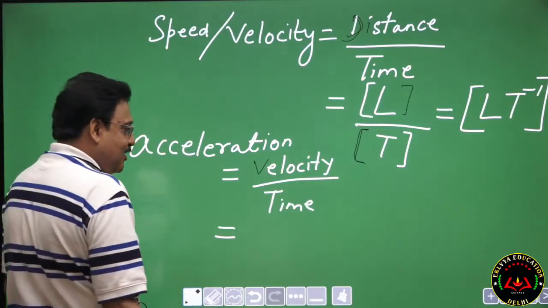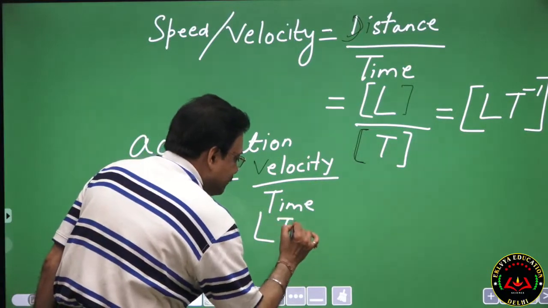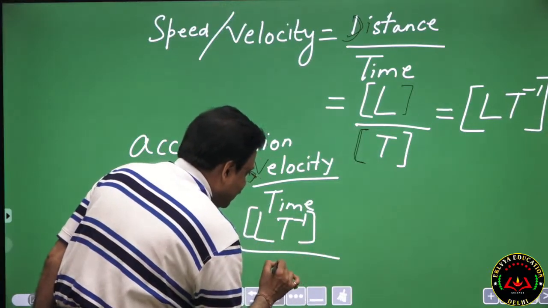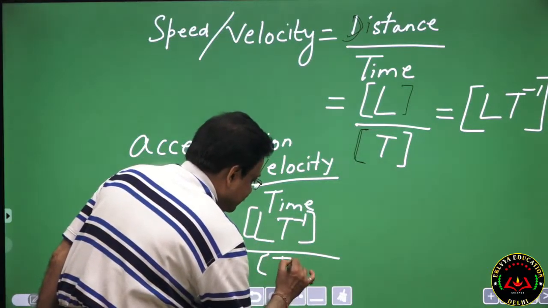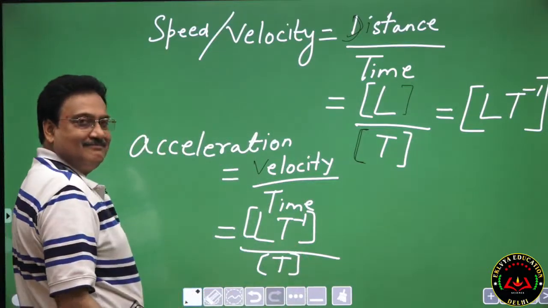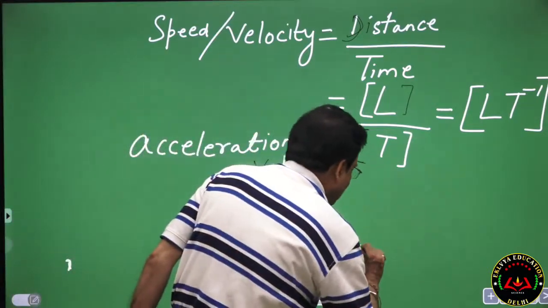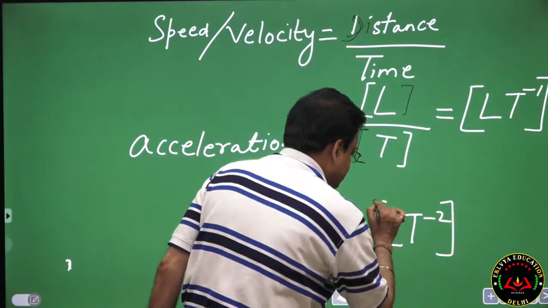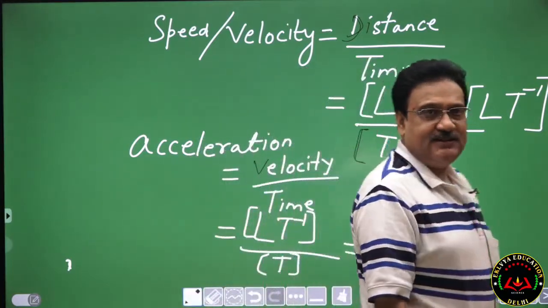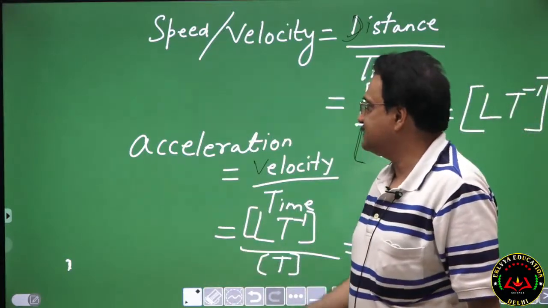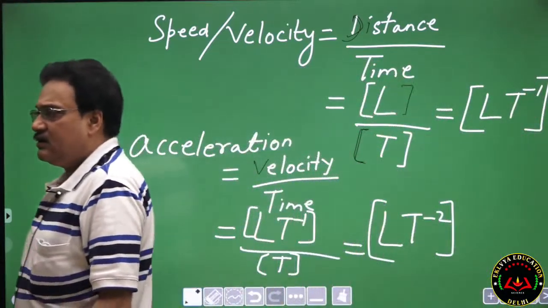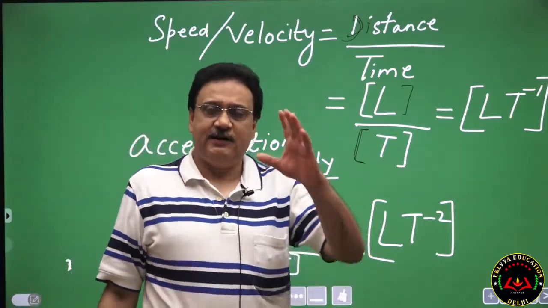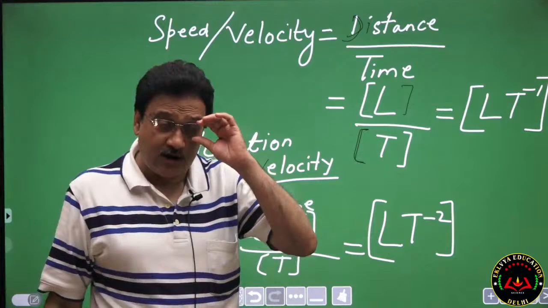वैसे ये फॉर्मूला क्या होगा? L t to the power -1 वेलोसिटी का डायमेंशन और अपॉन t, टाइम का डायमेंशन. क्या हुआ? L t to the power -2. Actually this is acceleration.